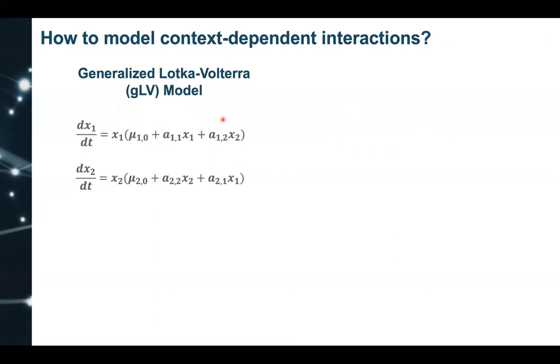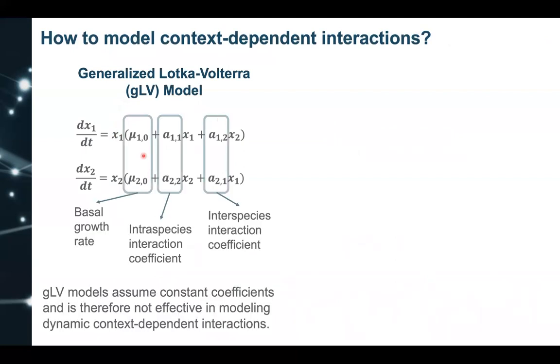And we have three different things that we have to keep in mind. First of all, we have basal growth rate, that is the growth of the organism by itself. Intraspecies interaction coefficient, that is the growth of the species itself and how it affects future growth. And then finally, interspecies interaction coefficient. That's going to be how its partner in the culture will affect itself.